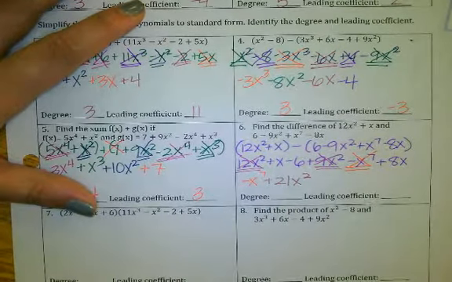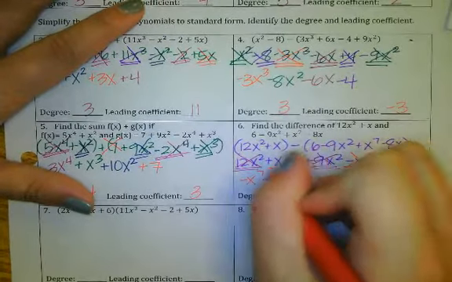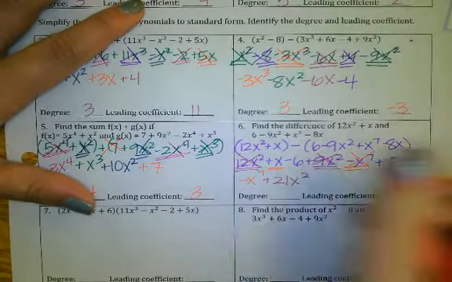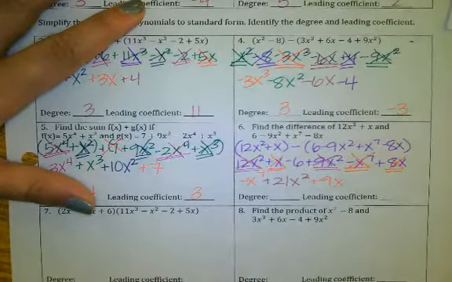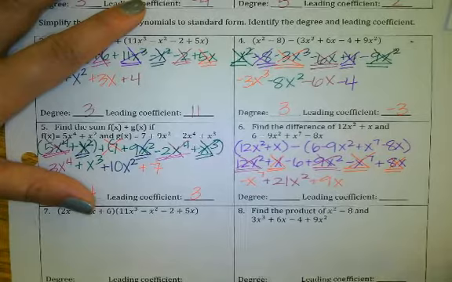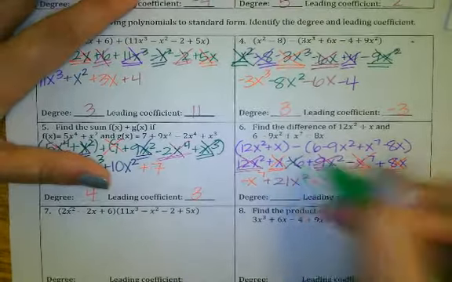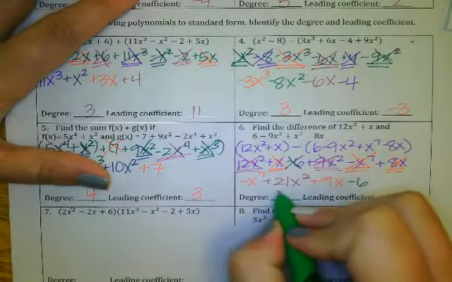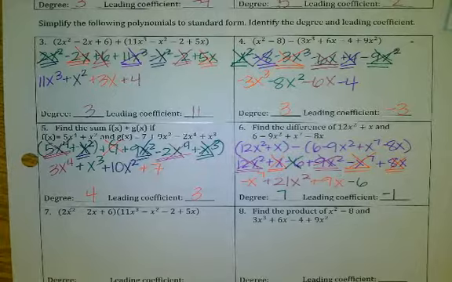Okay, then what? So your x terms, you have x and 8x to give you 9x. And then minus 6. So what is your degree? 7. Leading coefficient? Very good. Questions?